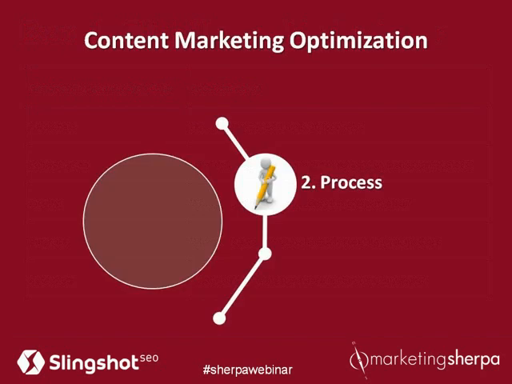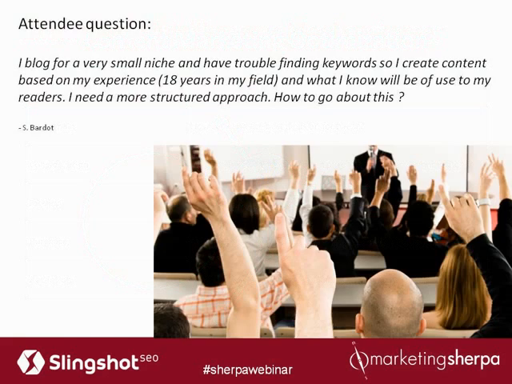Okay, so our next area is P for process, and I want to kick this off with another question that we got. It says, I blog for a very small niche and have trouble finding keywords, so I create content based on my experience, 18 years in my field, and what I know will be of use to my readers. I need a more structured approach. How do I go about this?